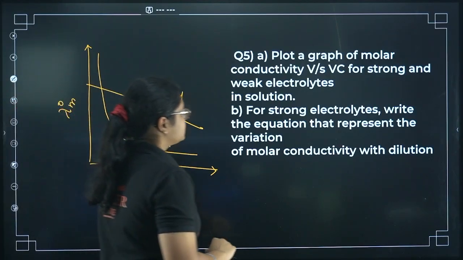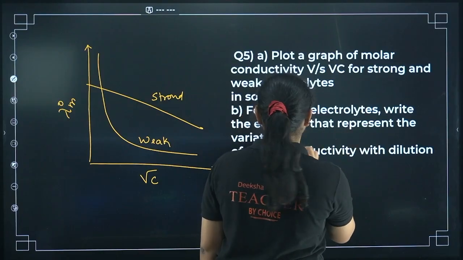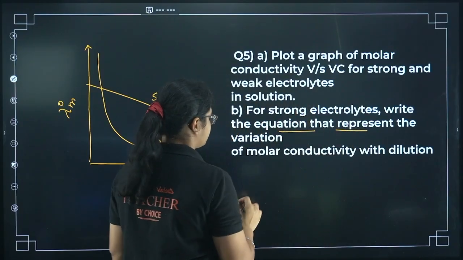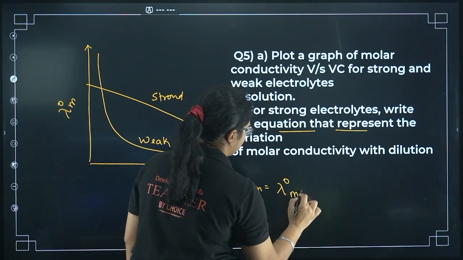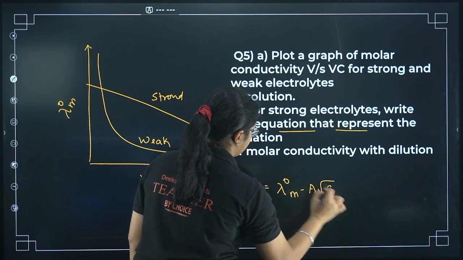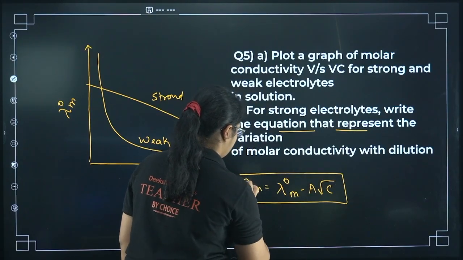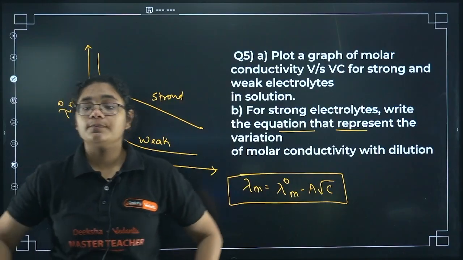Okay. Next, for strong electrolytes, write the equation that represents it. So this is your Debye-Huckel equation: Lambda m is equal to lambda naught m minus A into root C. Okay, so this is there.